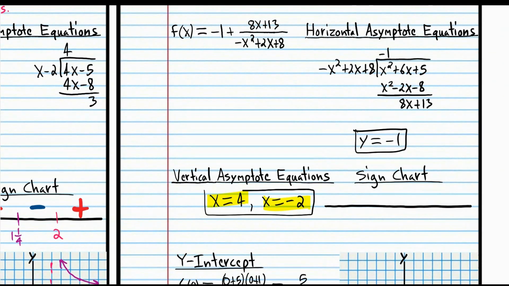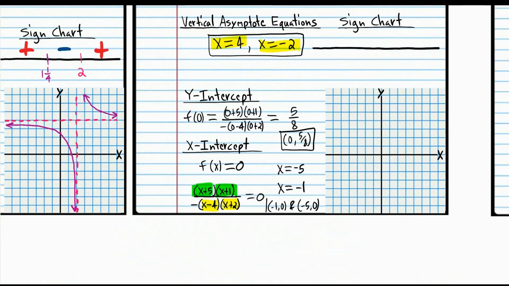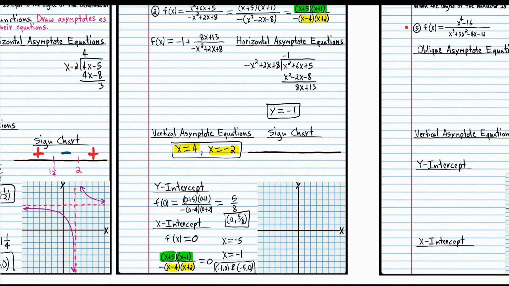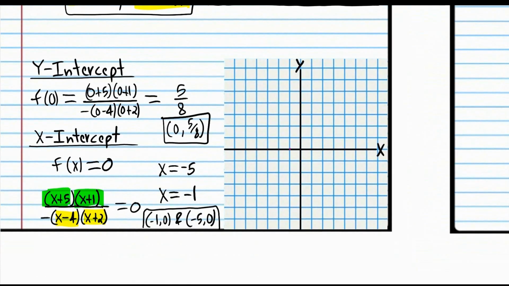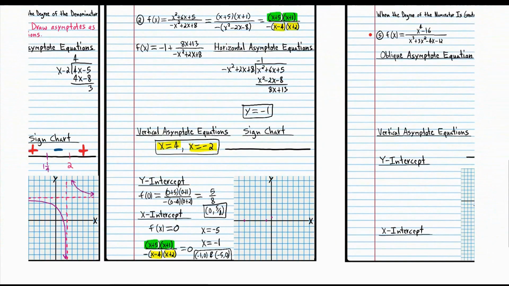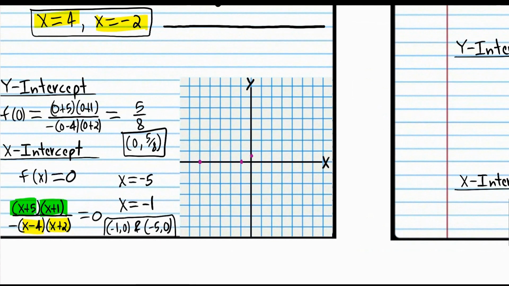And on our rectangle, technically we're not really looking for these numbers as answers, but I'm just going to rectangle those, showing that we found that information. So now let's draw our x-intercepts. -1, -5, and we have a y-intercept at 5/8. And we have vertical asymptotes at 4 and -2.